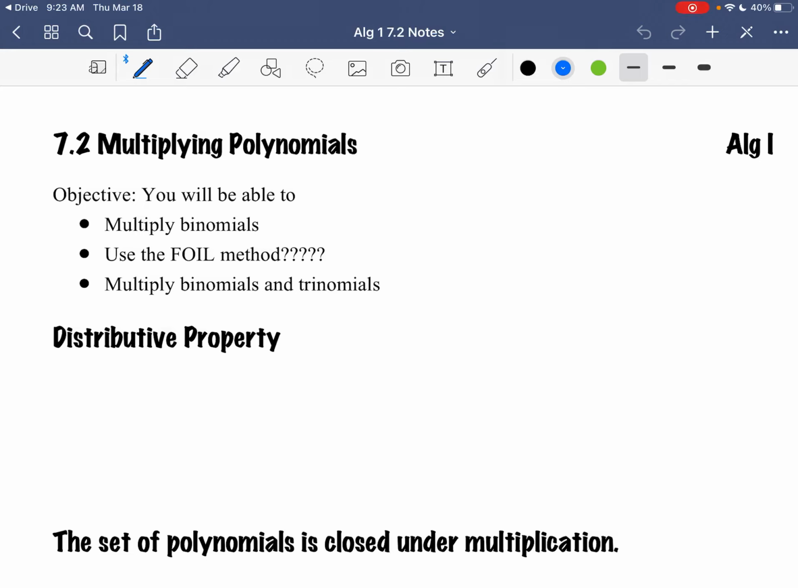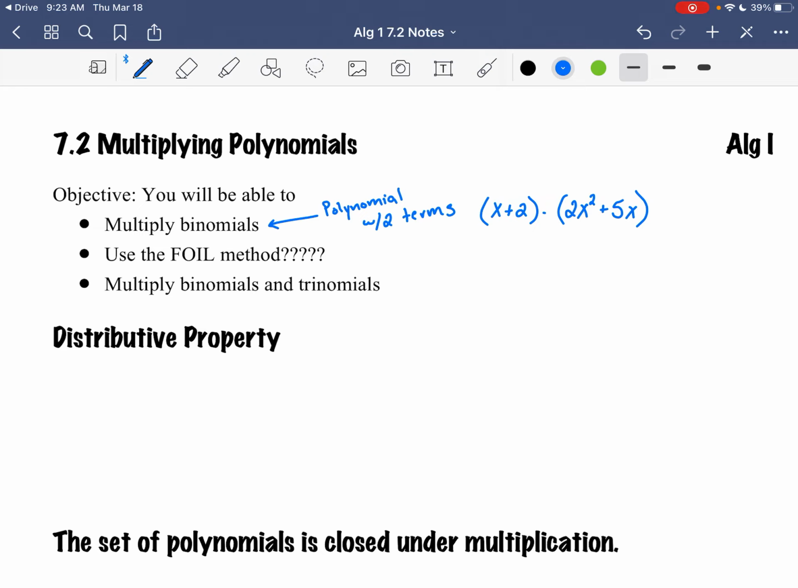All right, section 7.2, multiplying polynomials. So first, in our objective, we're going to start with just multiplying binomials. Again, remembering a binomial is a polynomial with two terms or two monomials. For example, x plus 2, binomial. 2x squared plus 5x, binomial. So multiplying them, we would take this times that.